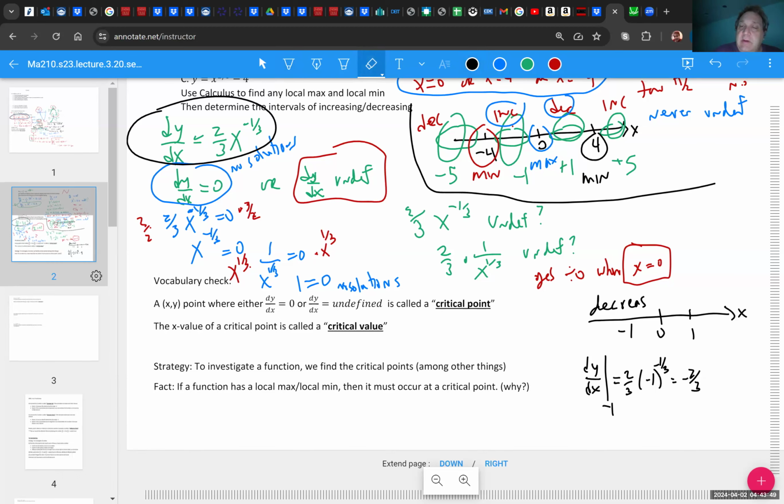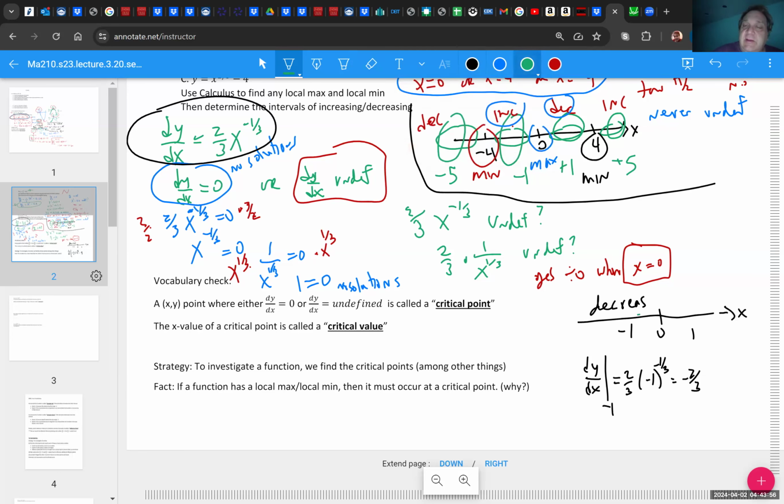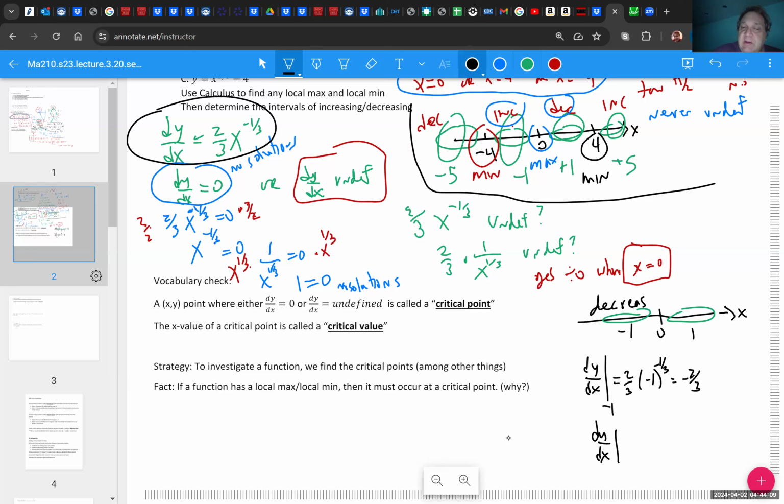Let me not put a mark here because it looks like I'm breaking it up into more regions. Okay, there's only two regions, stuff to the left of 0 and stuff to the right of 0. All right, so let me just get a little bit more space. And we'll find out when the derivative is +1. You may already see what that is. X equaling +1. And that's going to be 2/3 times +1 to the -1/3. +1 to the -1/3 is +1. So you get a +2/3, and this is increasing.